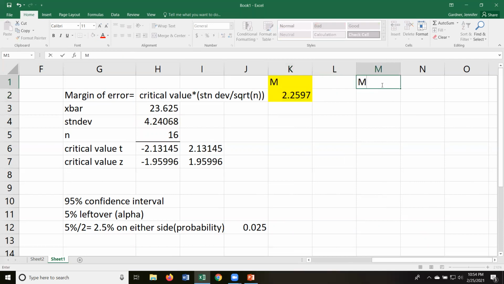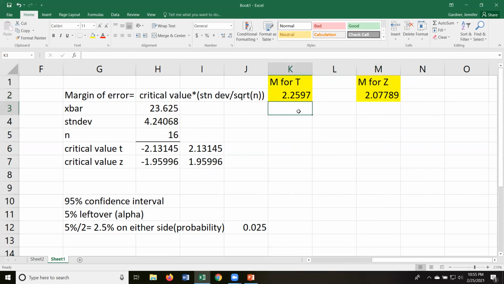Let's find the margin of error for Z. Okay, so this equals, now this is the Z critical value times the standard deviation divided by SQRT for square root of N. And I hit enter. And now I see there are two different margins of error. One for T and one for Z.